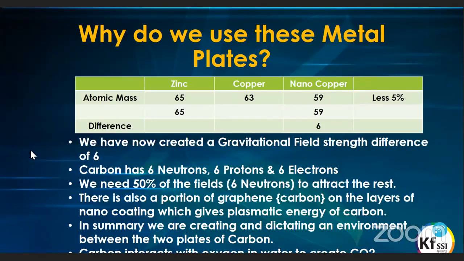So when we look at carbon, it has 6 neutrons, 6 protons, and 6 electrons. So we need 50% of the fields, the 6 neutrons, to attract the rest. There's also a portion of graphene or carbon on the layers of your nanocoating, which also gives the plasmatic energy of carbon. So what we're doing is creating and dictating an environment between the two plates for carbon, so that the carbon interacts with the oxygen in the water to create our CO2.